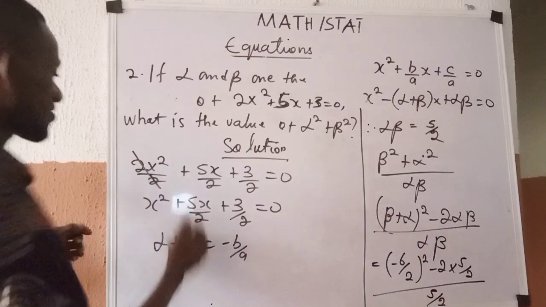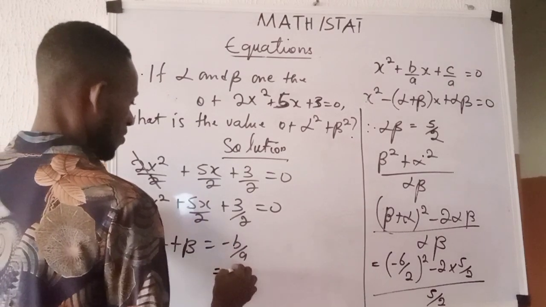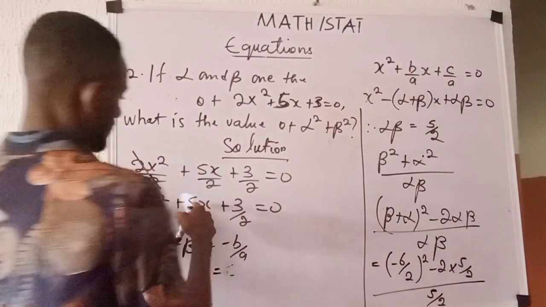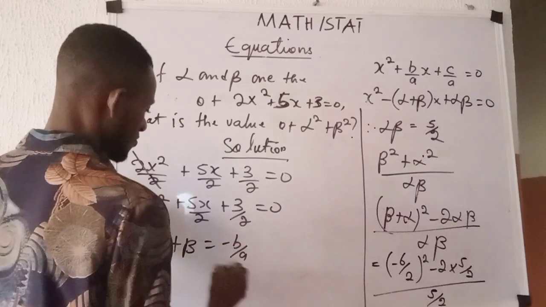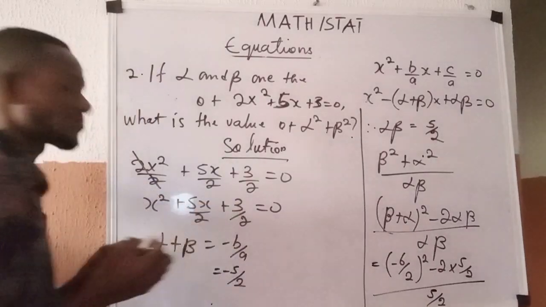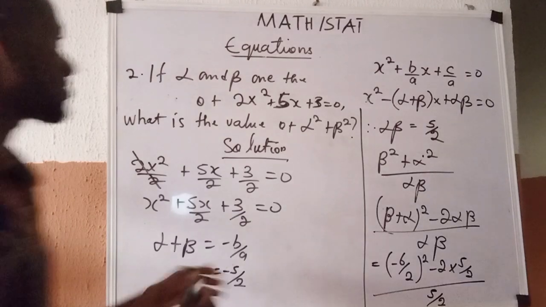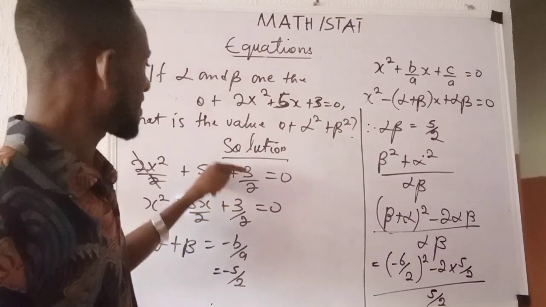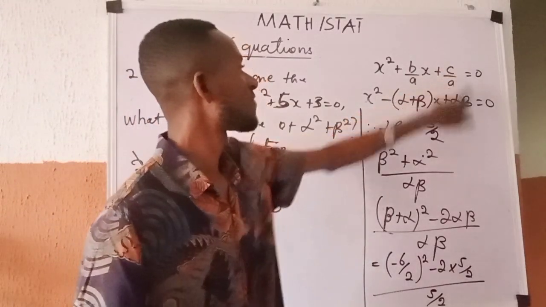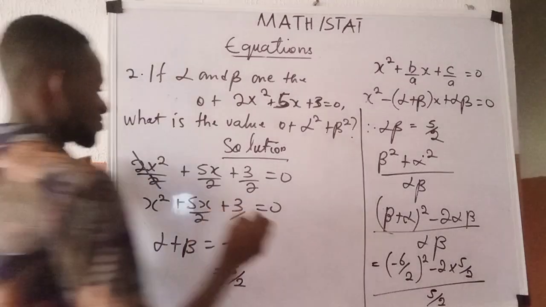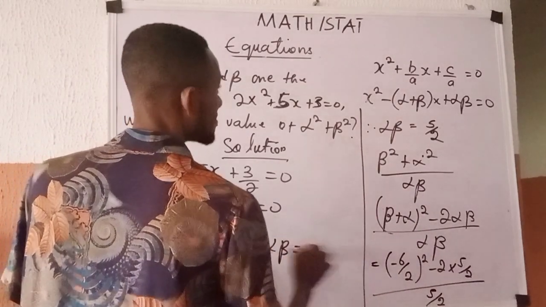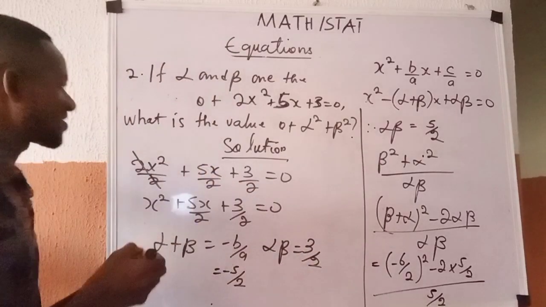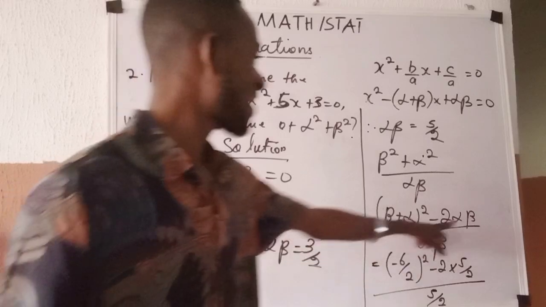So this b over a is 5 over 2, and there is minus here, so you have minus 5 over 2. Then you compare this with this and with that. What you have here is 3 over 2, which is c over a, which is your alpha beta. So you now see that your alpha beta is given as 3 over 2.